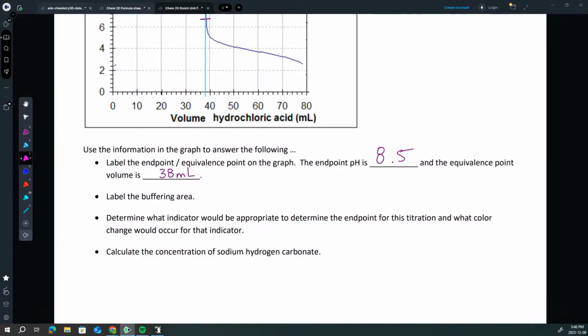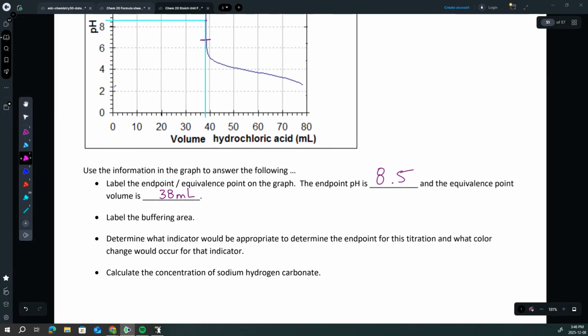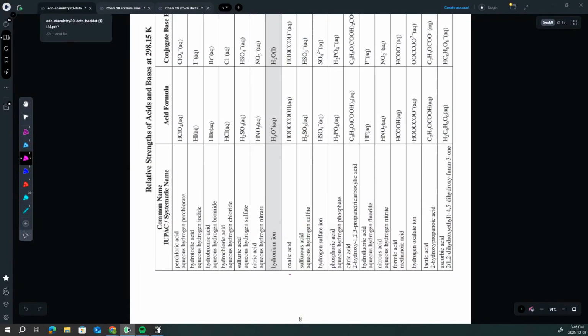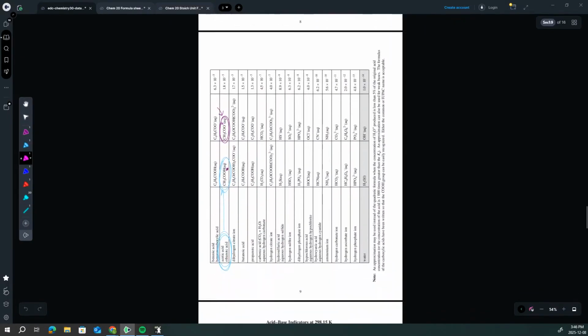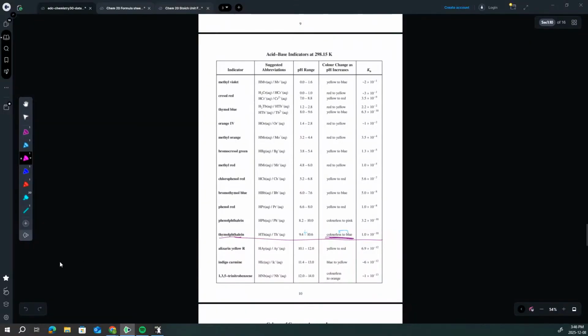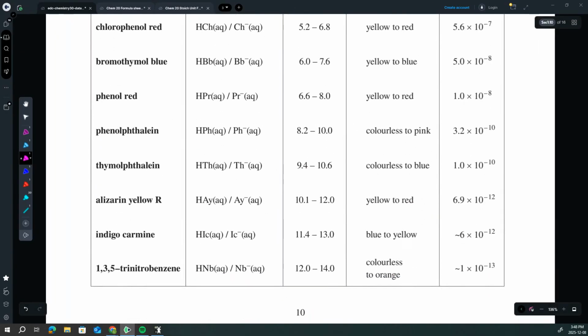All right, next part, determine what indicator would be appropriate to determine the endpoint for this titration. All right, so with this, there's a couple of different indicators that we could use. So let's go to our indicator list. All right, so since our endpoint was 8.5, we could use phenolphthalein, or we could use, let's see what else we can use.